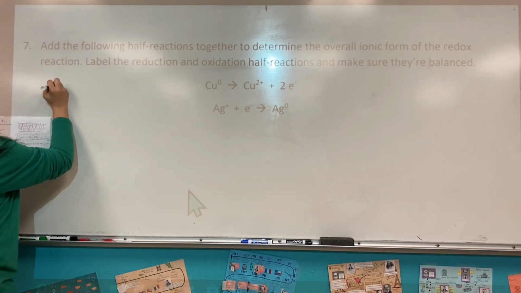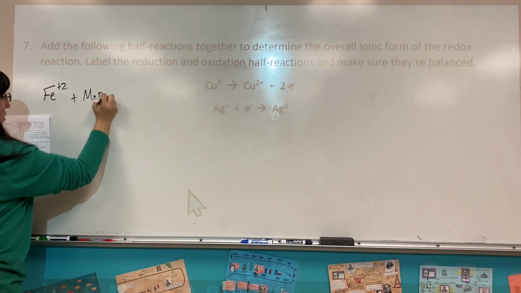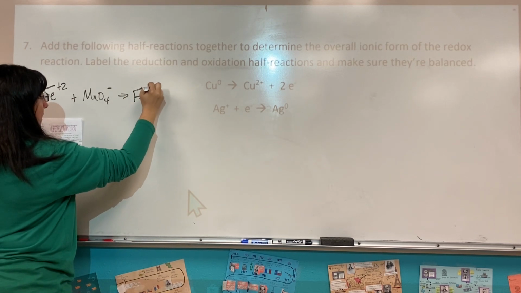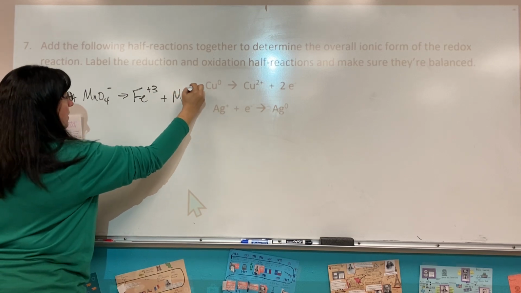16A on the worksheet. It had Fe with a +2 charge plus MnO4 negative, and that's going to give you Fe plus 3 plus Mn plus 2.